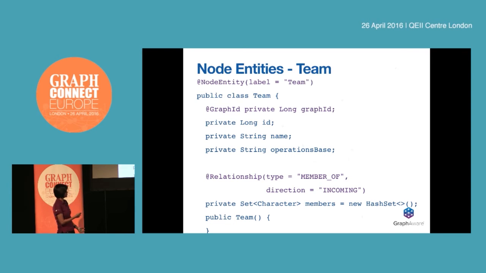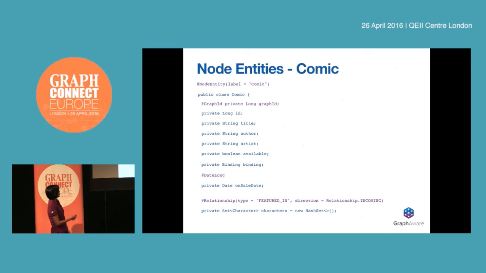Here, it has to be incoming. Or if it were undirected, then you would just say that in both places. Comic, same stuff, annotated with node entity. Make sure you remember to assign it a graph ID.